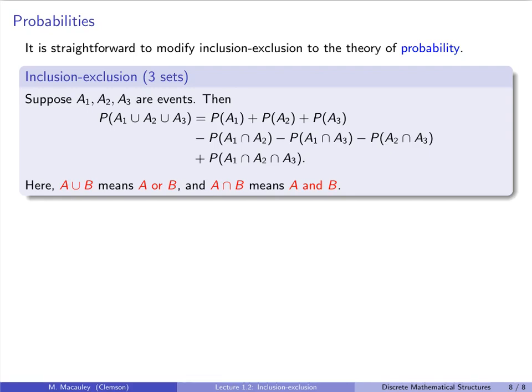So here, notice when I say A intersect B, I mean A and B. So the probability that A1 and A2 happen. And then I didn't say it here, but I should probably say the probability of A1 union A2 union A3 is really the probability that at least one of these things happen. So that means that A1 or A2 or A3 happen or win a game.